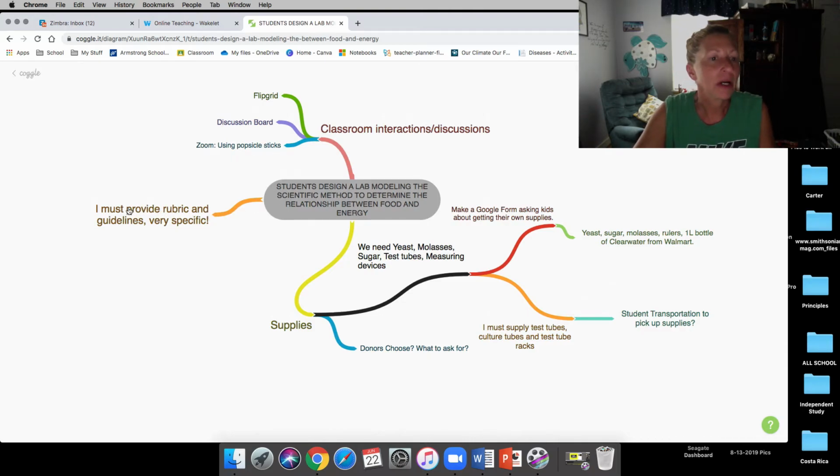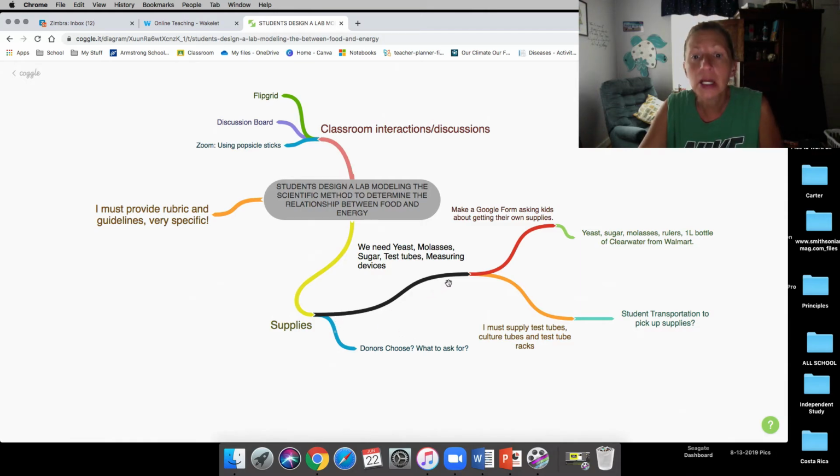Now, something that is very big for me is to have a very specific rubric and guidelines and everything that's going to go along with this yeast and molasses lab. So what I have, supplies. What do we need? We're going to need yeast, molasses, sugar, test tubes, and measuring devices. So one thing, how am I going to supply them? Same with even a green screen. I've never written a grant for DonorsChoose, so maybe I need to do something like that.